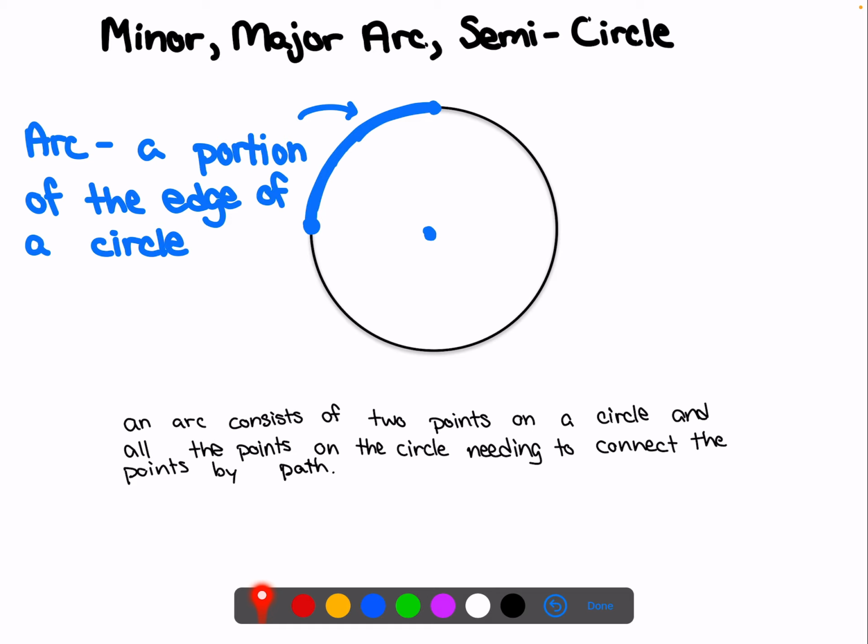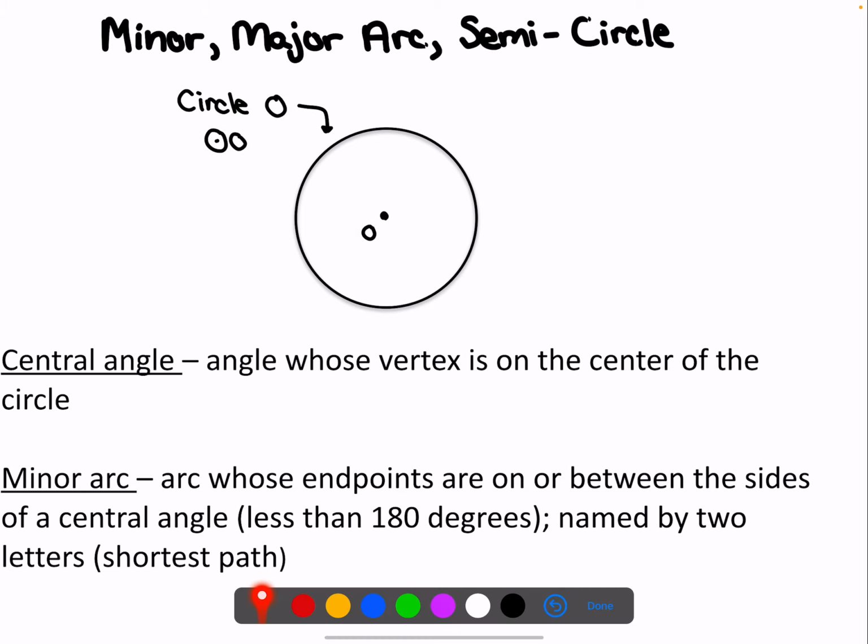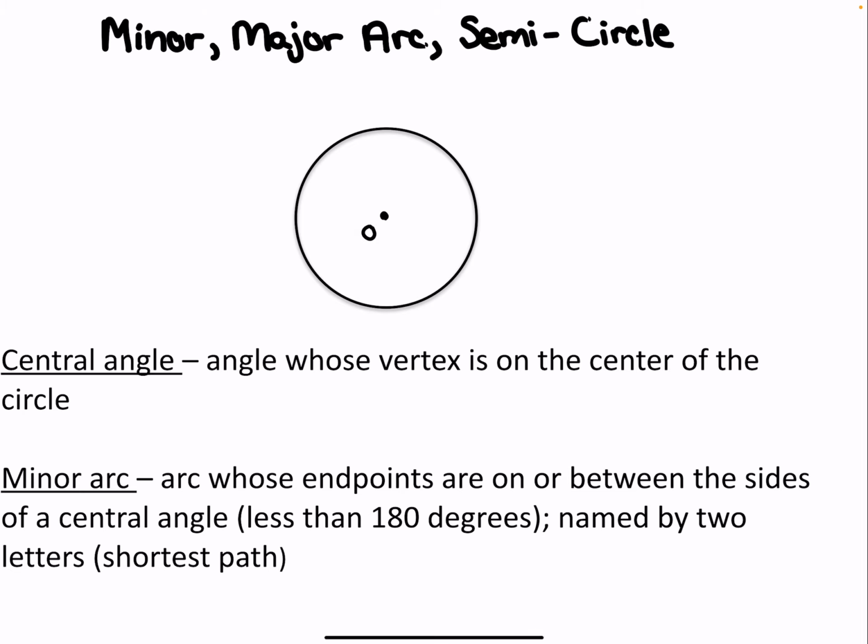So there's a couple different types of arcs, and they're all closely related to something called the central angle. So let's go ahead and begin with that definition. So here we have a circle. Let's go ahead and name this circle Circle O. And again, it's called Circle O because point O is the center of the circle. So that's why it gets the name Circle O.